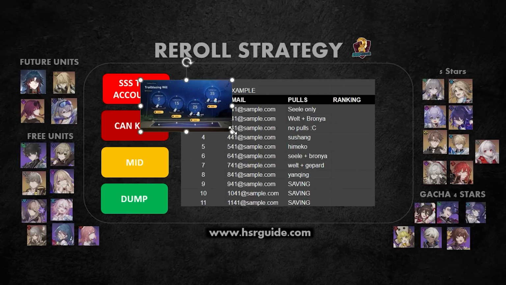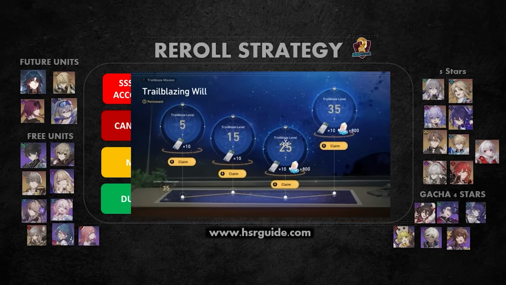Let me just show you. So we have this reward system here that once you hit AR 35 or Trailblazer level 35, you actually get more pools along the way. What this means is you want to have your first account be able to do daily commissions, and the moment you can do daily commissions, you know you can just log in, do your dailies, get a lot of EXP on the day, and then log off.